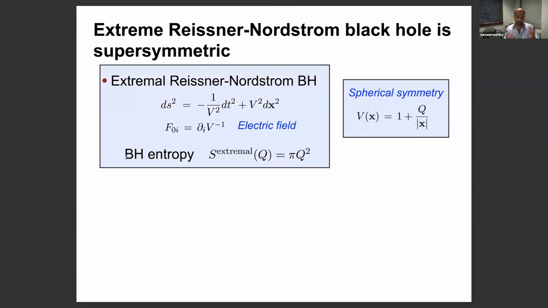The area of the black hole is very easy to calculate. In fact, you can almost eyeball it. You can ask what happens as x goes to zero. And you see that the absolute value of x is, let's call it r, the radial coordinate. So there's a 1 over r squared, which cancels with the r squared. So the area of the sphere here is just q squared times pi.